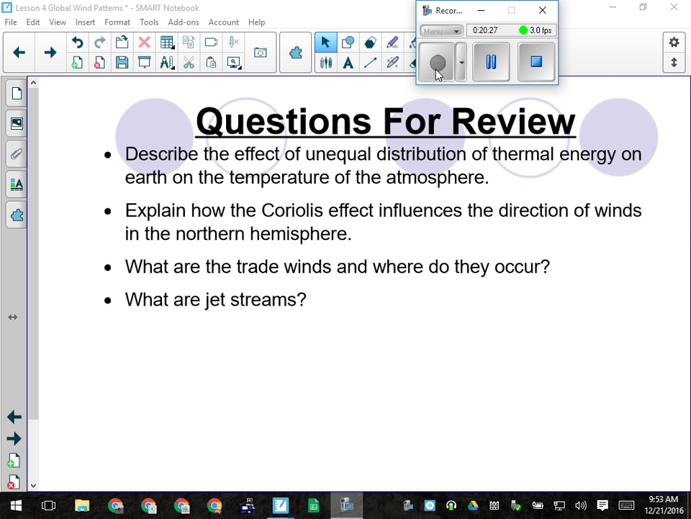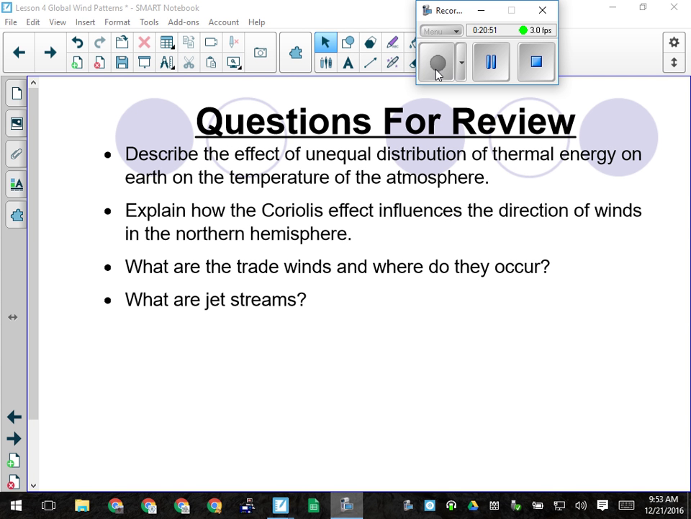All right. What is the effect of unequal distribution of thermal energy on Earth? It makes convection currents, exactly. It's the second law of thermodynamics. We have wind because of the second law of thermodynamics. It says energy has to flow from hot to cold. It does that by conduction, convection, and radiation; in the Earth's atmosphere, by convection, which is wind.